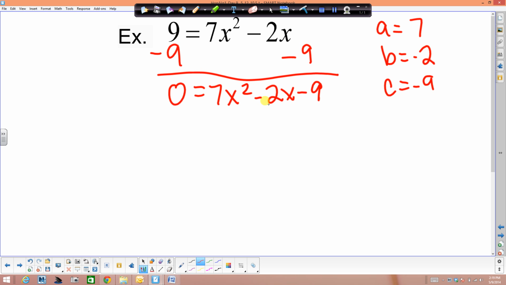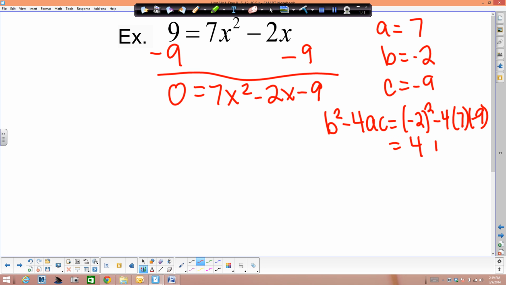Notice you take whatever sign's in front of the term with the coefficient when you're figuring out a, b, and c. Then if we figure out b squared minus 4ac, that would be negative 2 squared minus 4 times 7 times negative 9. So that would be 4 plus 252, which would give us 256.